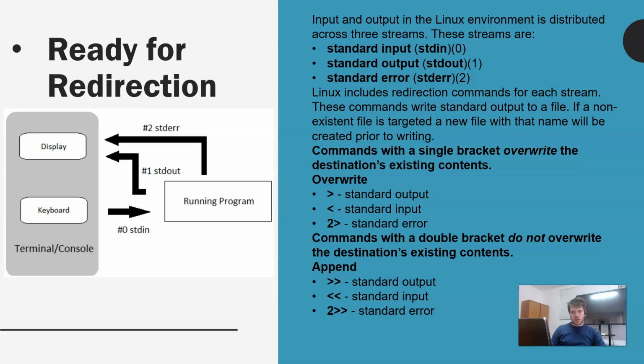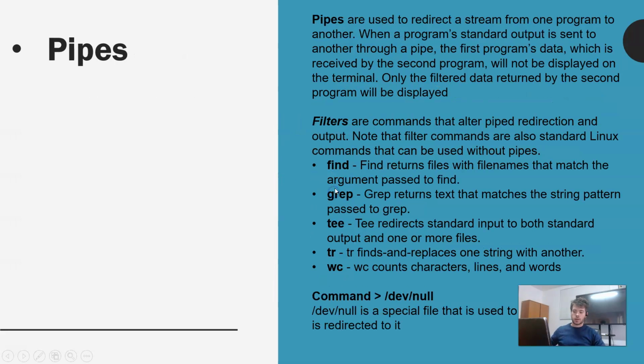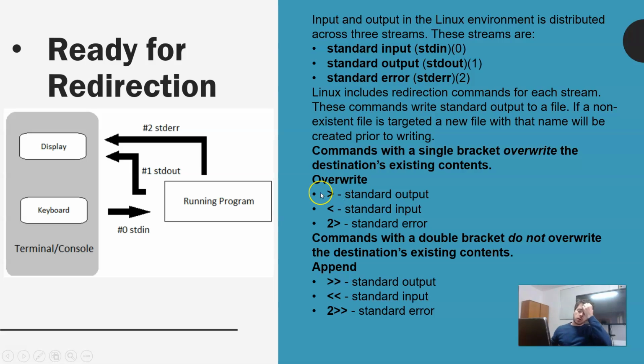Linux does include redirection commands for each stream. These commands can write output to a file. If a non-existent file is targeted, then a new file is created for writing. If I just use one character, so lower or higher than, then I am actually overwriting the destination. That means that I am overwriting whatever was in place in that specific file if there was something in place. If I'm using two characters, then I am appending. So I'm adding to what was present at that point in time.